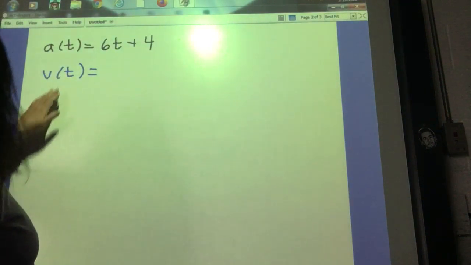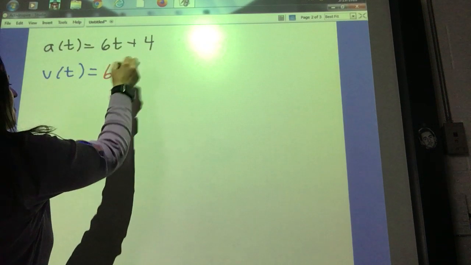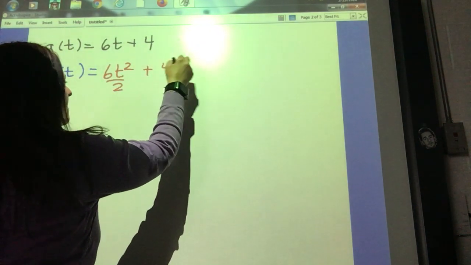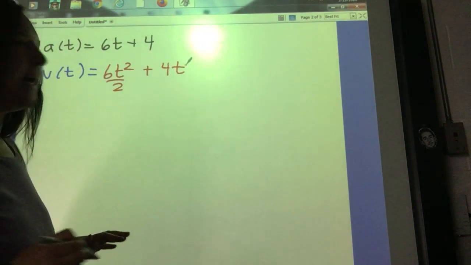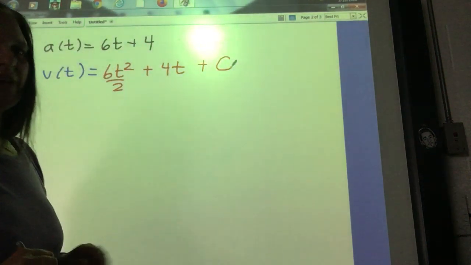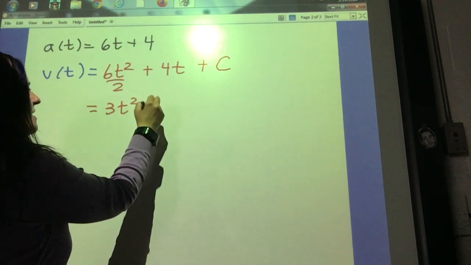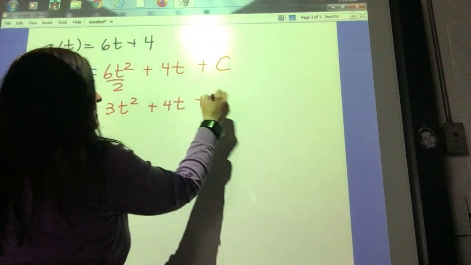So let's get the antiderivative. The antiderivative of 6t is 6t squared over 2. 4t is 4t, 1 over 1, but we don't need that. And again, don't forget, you do need to put the plus c. We're finding the most general antiderivative. We can clean that up a bit. That gives us 3t squared plus 4t plus c.